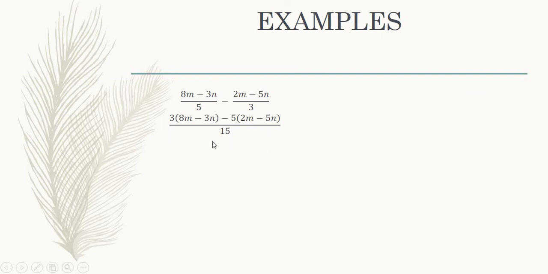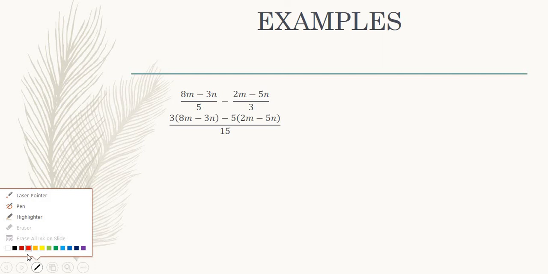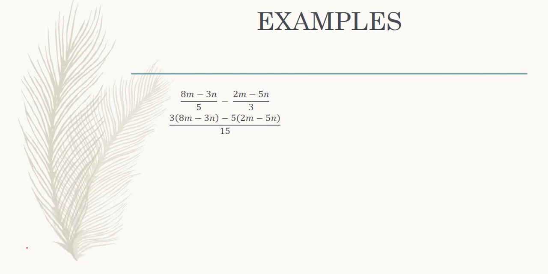Now at this stage, what we're going to do is to apply the distributive law. And the distributive law states that whatever is outside of the bracket, we are going to take it to multiply each term inside of the bracket. So we are going to take this 3 to multiply our first term inside of the bracket, which is 8m. And we're also going to take this 3 to multiply the second term in the bracket, which is minus 3n.